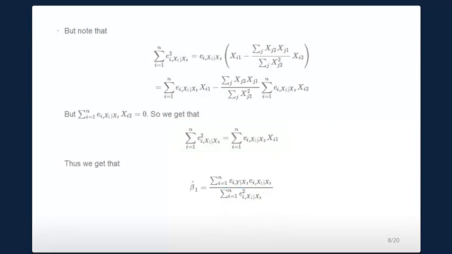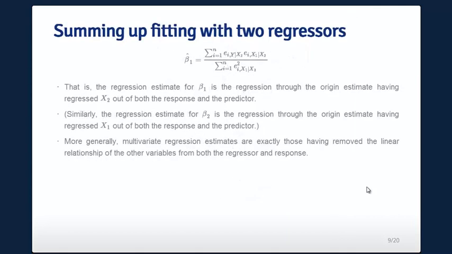As a result, what is this? Well, this is just equal to the sum of vector 1i times vector 2i divided by the sum of vector 2i squared, which we agreed was the slope estimate from the regression through the origin, where vector 1 is the response and vector 2 is the predictor. Okay, so let's summarize that. Summing it up.